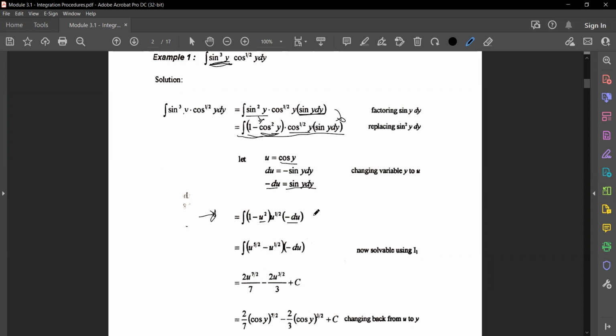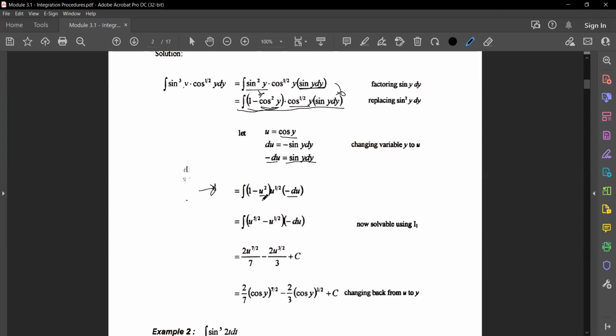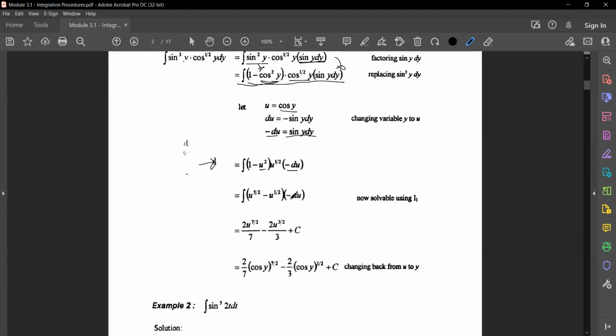Then proceed with the integration using the general formula. So here we have properties, no? Or integration using the exponents, no? So that is integral of u raised to 5/2 minus u raised to 1/2, that is quantity multiplied by the negative du. Okay, so negative du. So this one, that is 2/7, no? 2/7 u raised to 7/2 minus ito, that is u raised to 1/2, or that is 2/3 u raised to 3/2.